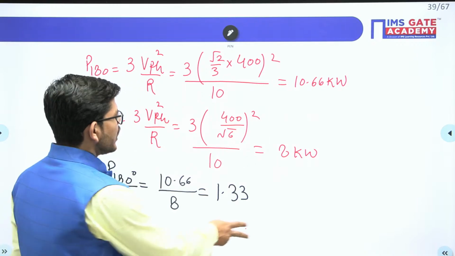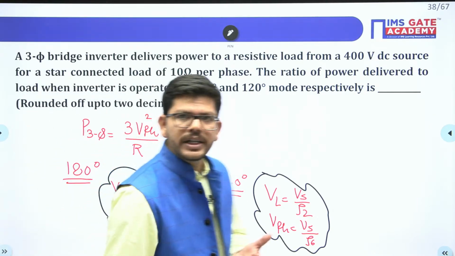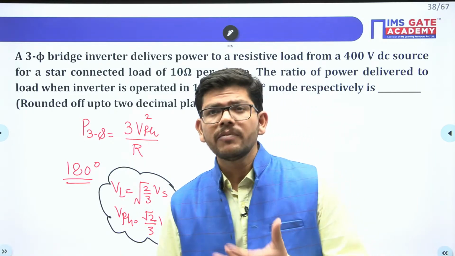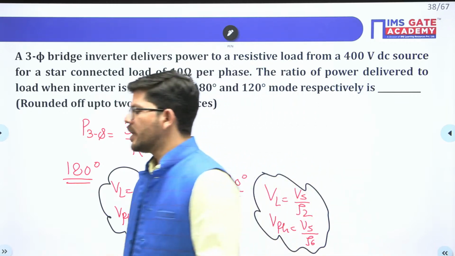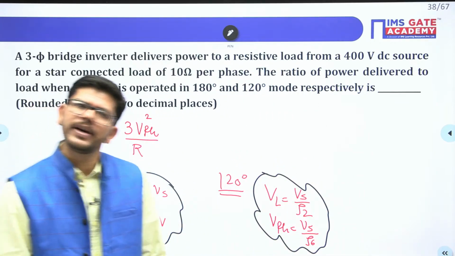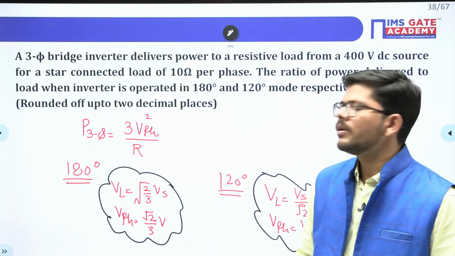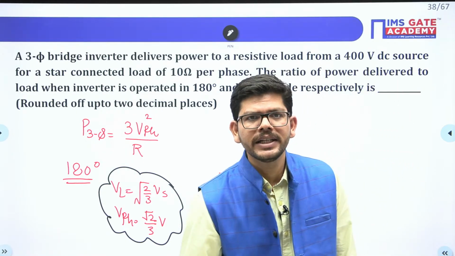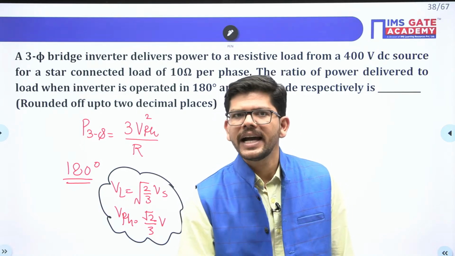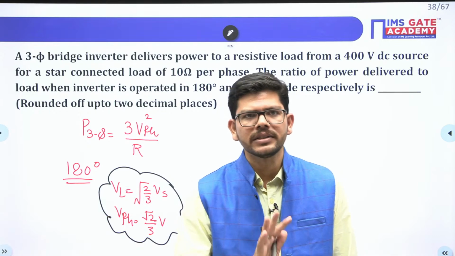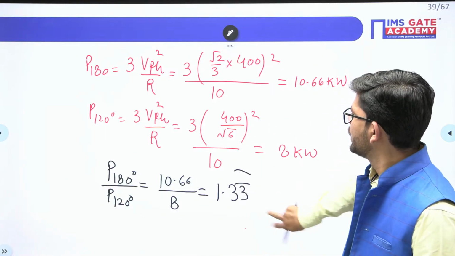Only thing that you have to do is to remember the line voltage and phase voltage formulas in 180-degree and 120-degree inverter, isn't it? If you could remember the formula, you can solve this particular problem very easily. And guys, this is a kind of problem which may be asked in a somewhat different manner. How to calculate the power, you should know only that thing, and you will be able to calculate these things. Okay. So let me move to the next problem.